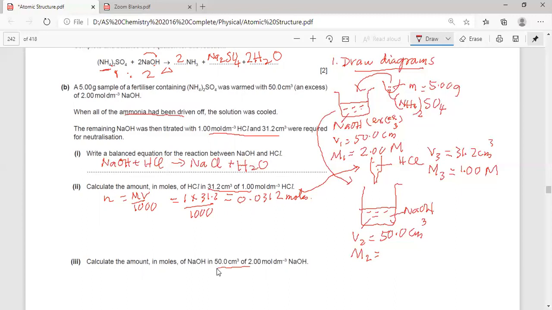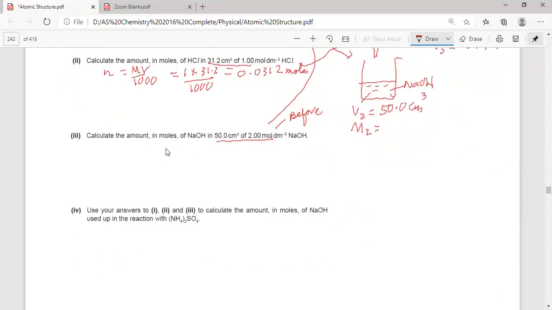Now this is in here before the reaction. Okay, this is before, that means before reaction. How much did you use in the beginning? Okay, very simple again. Number of moles, this is very important, equals MV over 1000. So what's the molarity you use here? Given here is 2. Very easy. You can see here times volume is 50 over 1,000. So you do that, calculate here, it is 0.100 moles of NaOH.